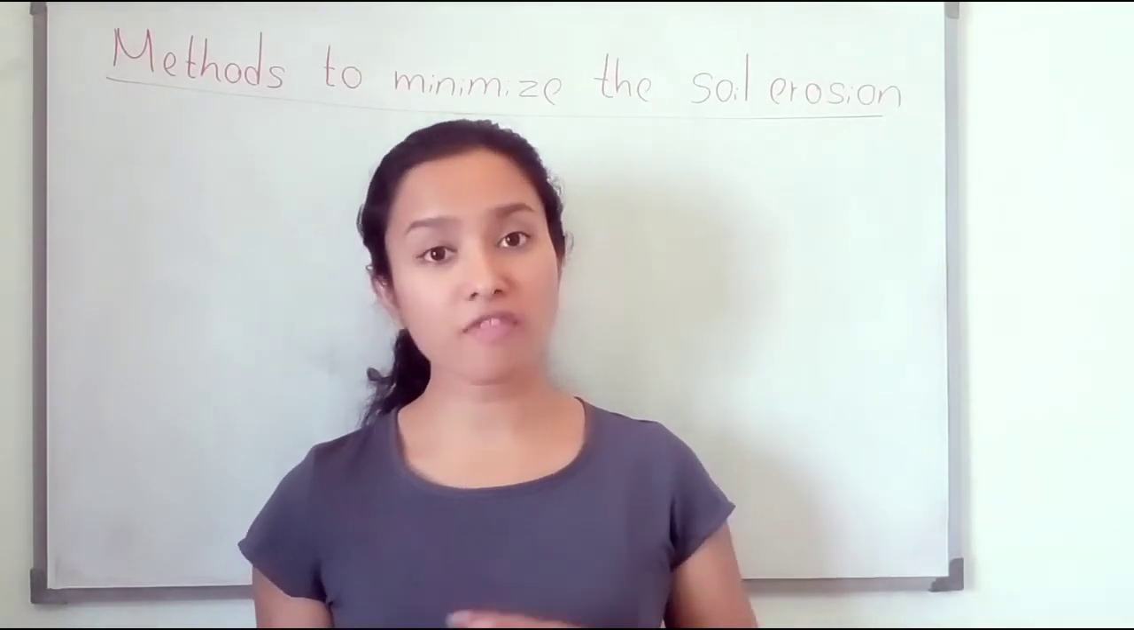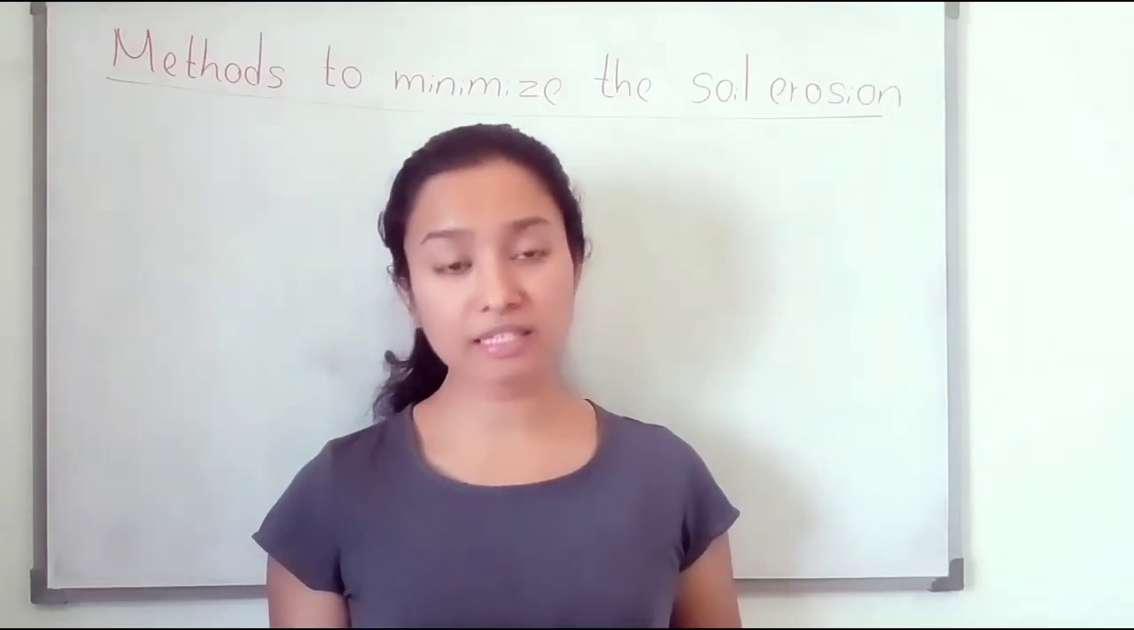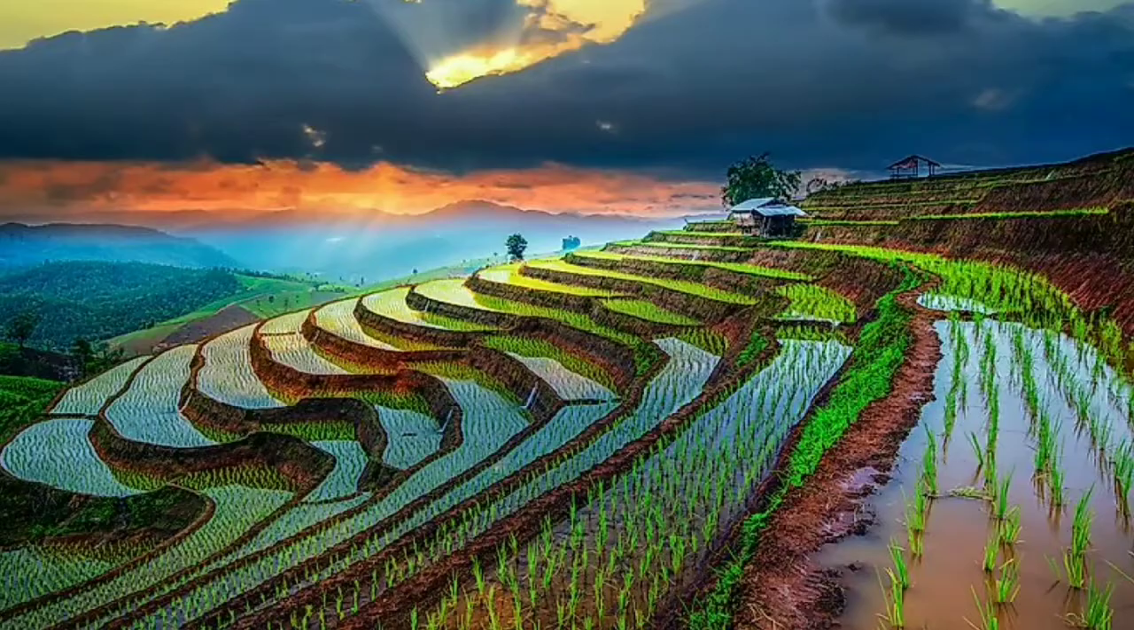And we can use cover crops with highly rooted plants, for example, growing savannah grass, and prepare fields according to the terrace system. Look at the picture. Here you can see a paddy field, a paddy cultivation. They use the terrace system for this paddy cultivation. Mostly in hilly areas they use this system.